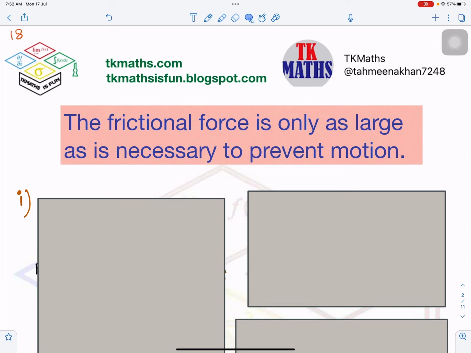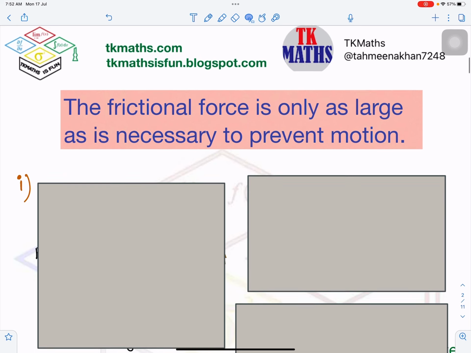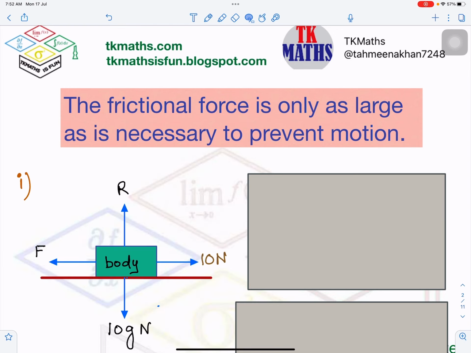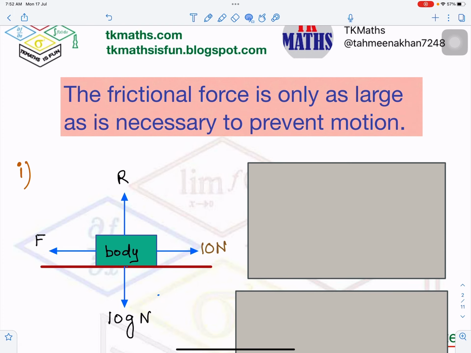The frictional force is only as large as is necessary to prevent motion. So what does it mean? I have drawn a diagram here to save time in advance. So let's see if you understand well now or not. I am sure you will be able to understand.